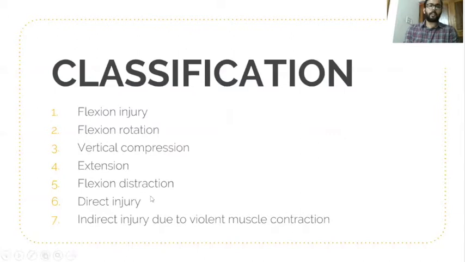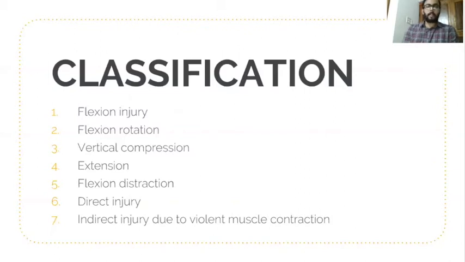Flexion distraction injury is very rare nowadays. It occurs due to a seat belt which is only around the abdomen and not in the chest area. Nowadays it is very rare. Flexion distraction injury is an unstable injury.